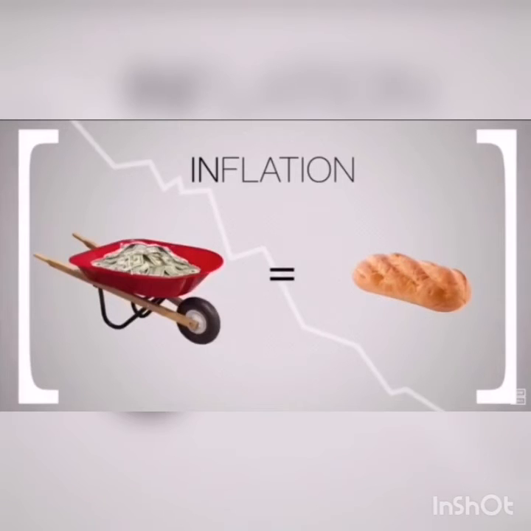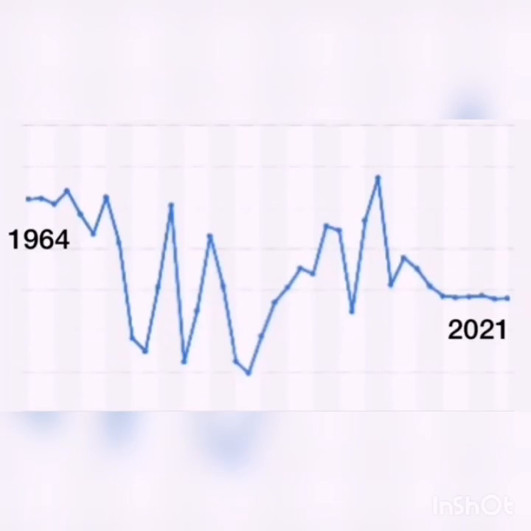Second one, inflation is the rate at which the cost of goods and services rises over time. So the conclusion here is that inflation is a situation where money is more than goods. Okay, this is the graph of inflation rate from 1964 until 2021.